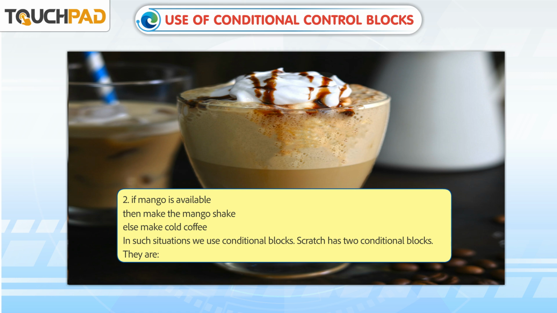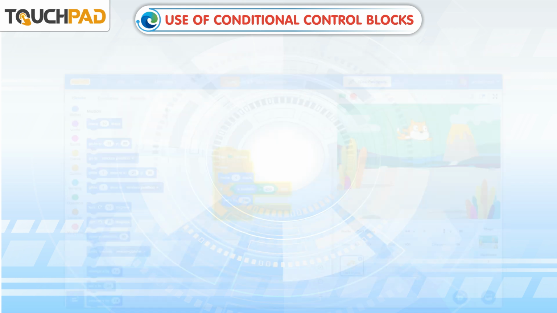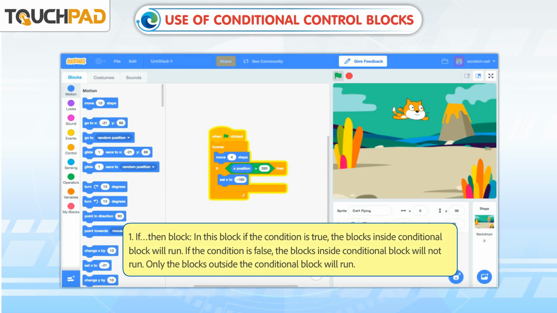Scratch has two conditional blocks. They are 1. If, then block. In this block, if the condition is true, the blocks inside conditional block will run. If the condition is false, the blocks inside conditional block will not run. Only the blocks outside the conditional block will run.